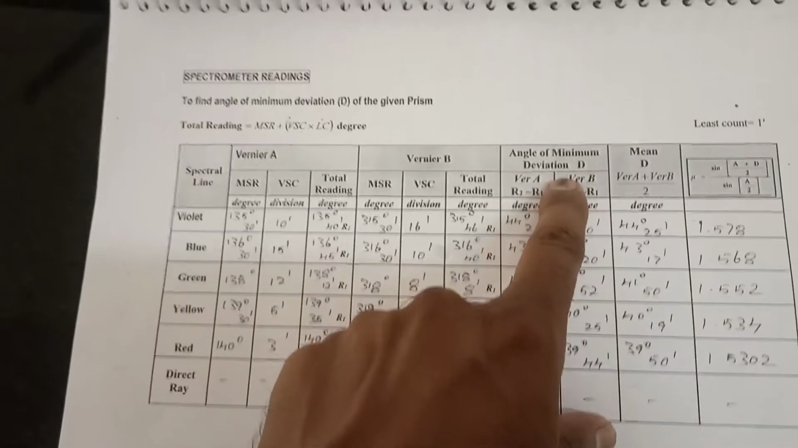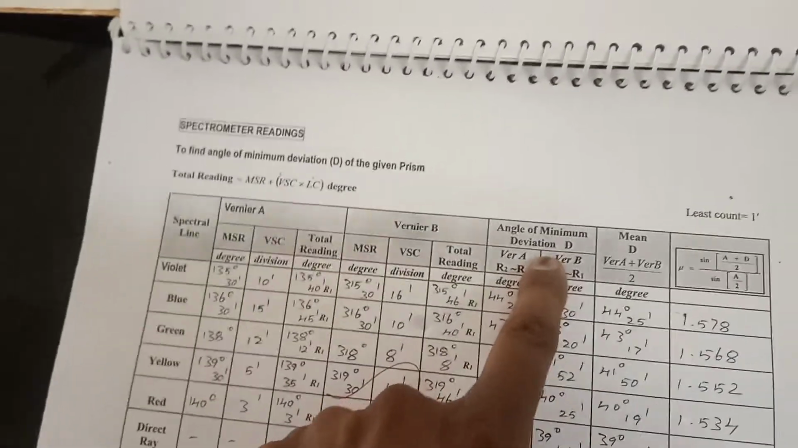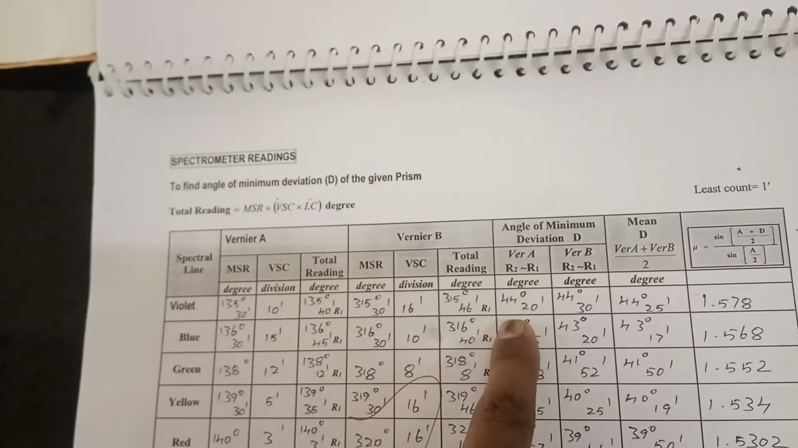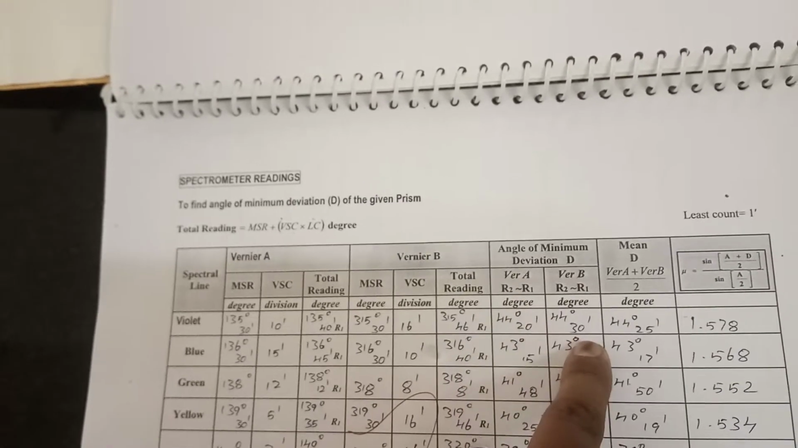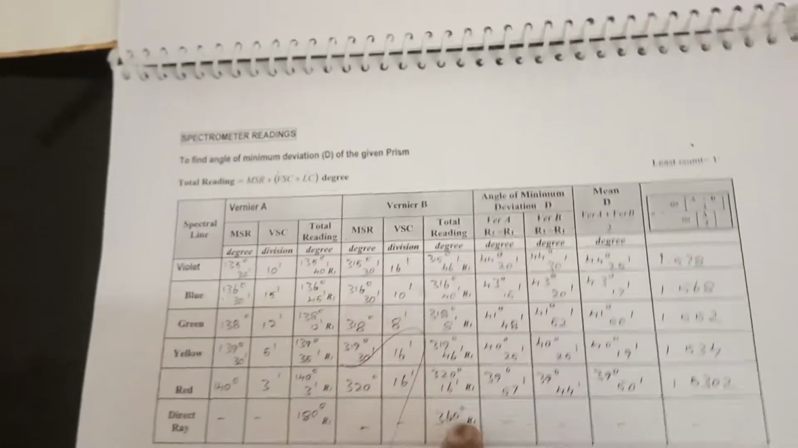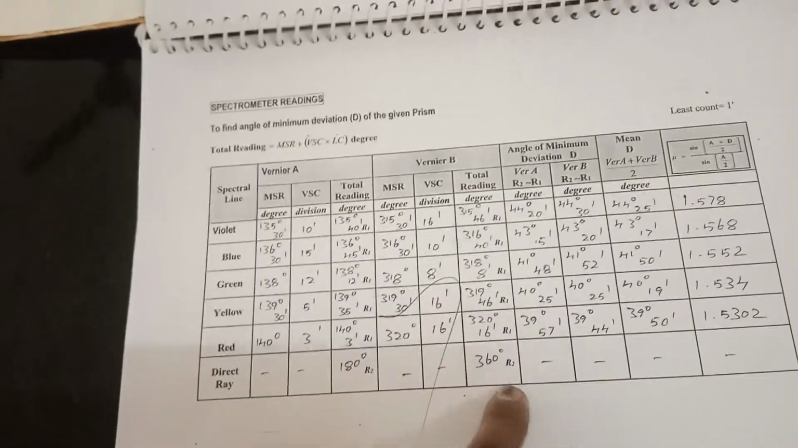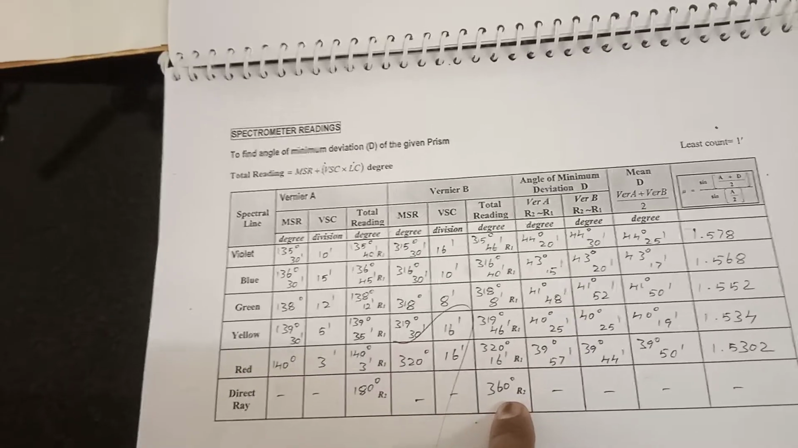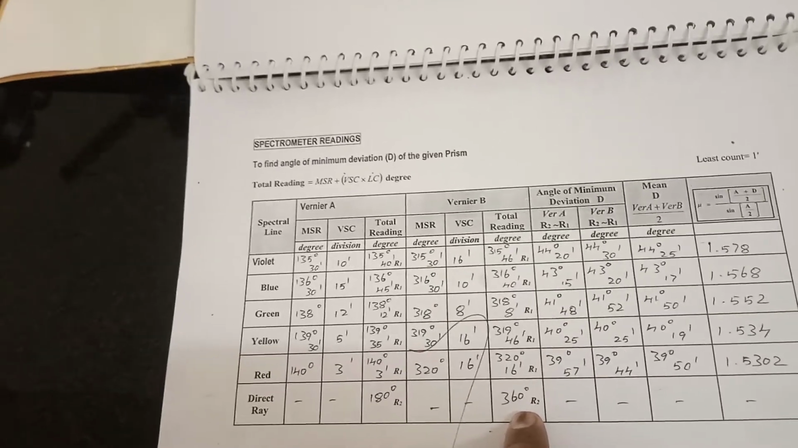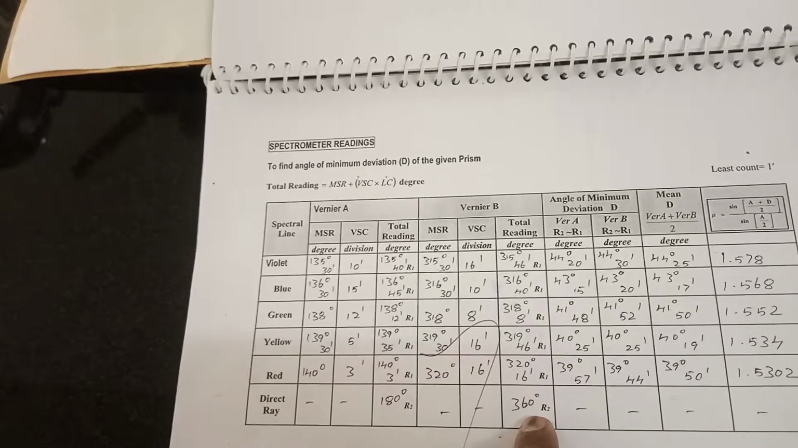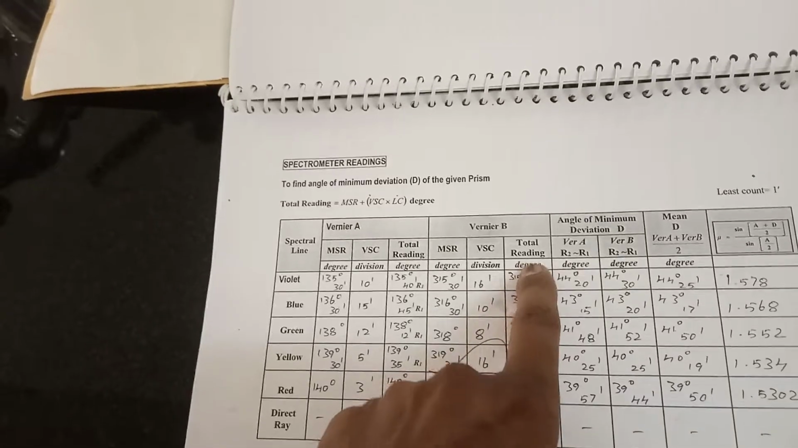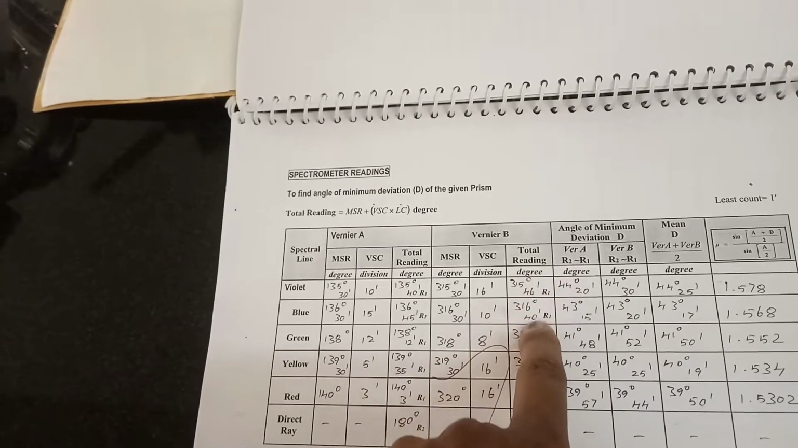Now we have to calculate the angle of minimum deviation for every color. So this one is noted as R1, and this one is noted as R2. So here this one is R2. Here, instead of 360, it can otherwise be noted as 0, because 0 equals 360 for a circle. So this 360 or 0 can be assumed based on the readings obtained in the total readings of the Vernier B.